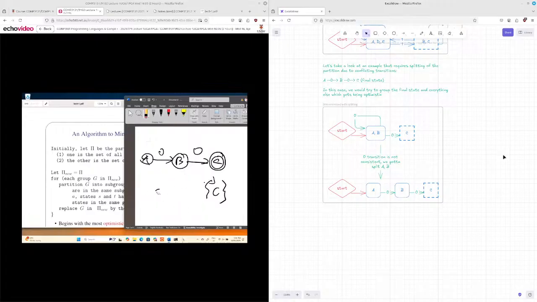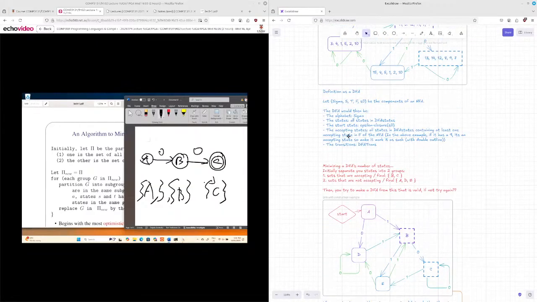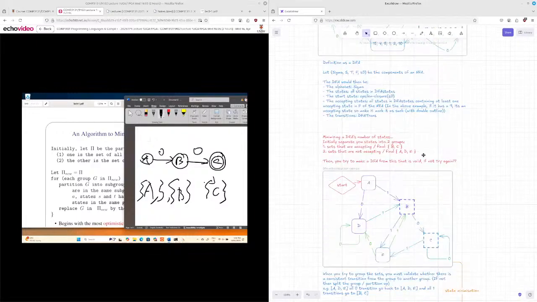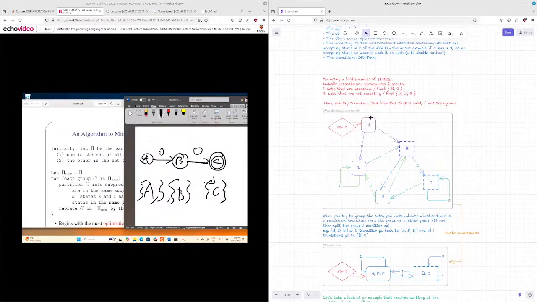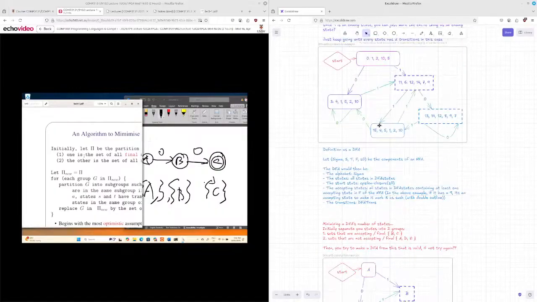You say, well, they cannot be together. Then you divide that into 2 more groups. Well, you don't have to go any further because now each partition contains 1 state. Now we're done. So what is the minimal state DFA? The original. Okay. So I want you to think about that. This is not a proof.